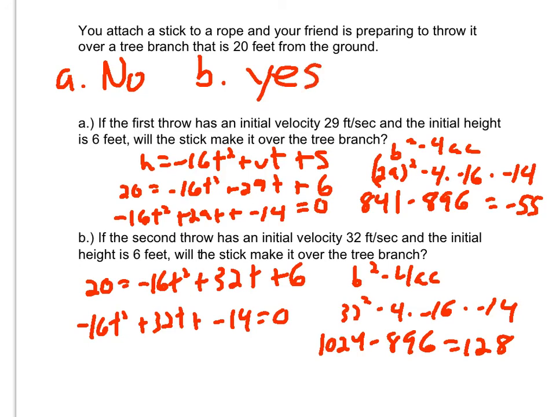Now notice, I didn't actually solve for the time on these ones because it didn't ask me to do that. It just simply said, will it make it over the branch? So is it possible to have a solution or is it not? Okay, and those are the kind of problems when it's good to just use the discriminant, and now we don't actually have to solve it because we already answered the question.